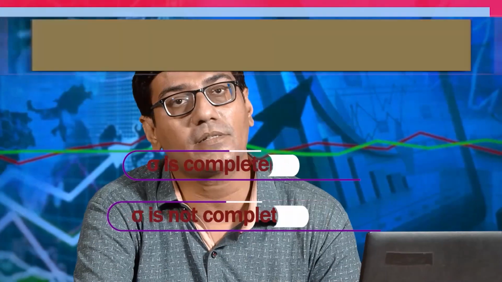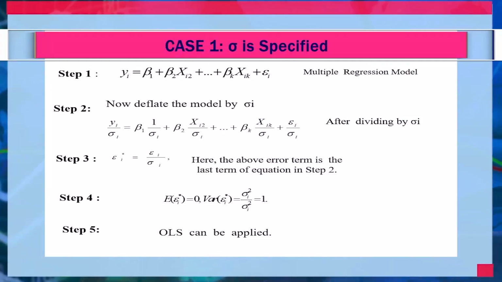So the diagnostics of the post-estimation results means accepting the presence of the problem, what kind of remedial measures we can suggest, or what kind of proper diagnosis can be done when sigma is specified or sigma is unspecified. So we have two cases. Case 1, when the sigma is specified. In this particular slide, we refer to a number of steps.